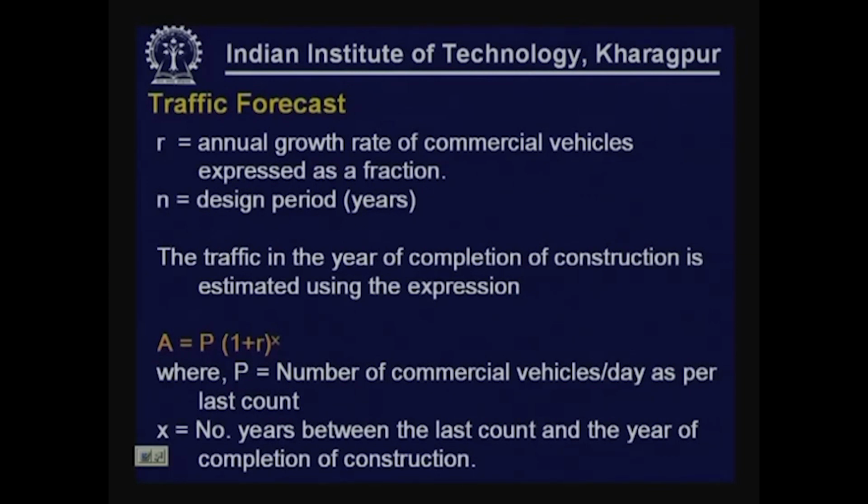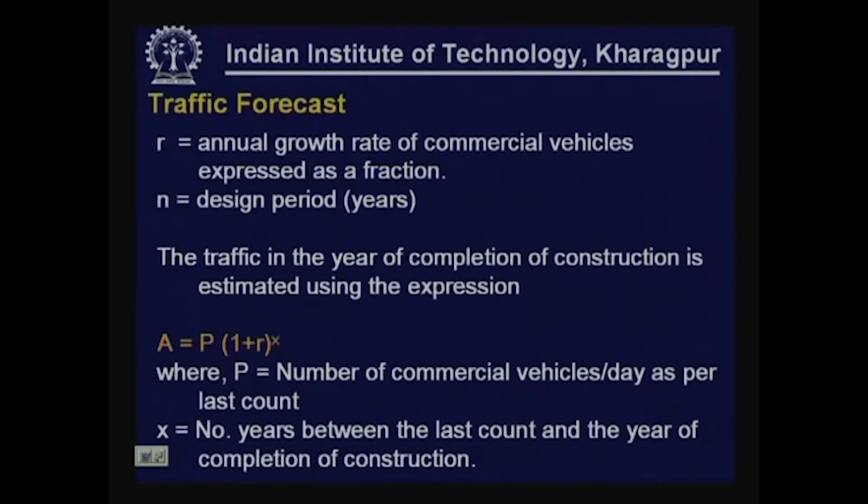So the parameter R that was used in the previous expression is the annual growth rate of commercial vehicles expressed as a fraction. The annual growth rate will be different for different states and different for different facilities. This can be estimated, or if it is very difficult to estimate, we can follow the IRC guidelines that are available. IRC suggests that we can consider this to be about 7.5% in case no other data is available. Small n is the design period given in terms of years, 15 years or 20 years.